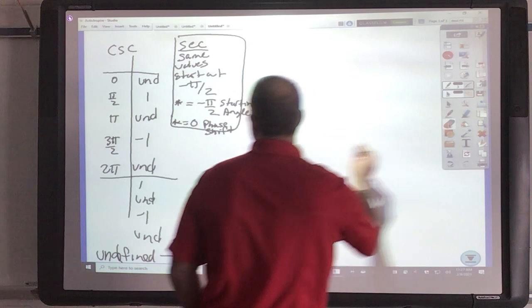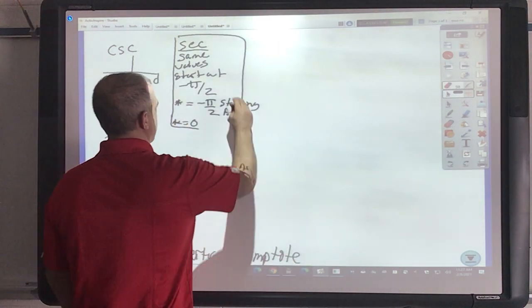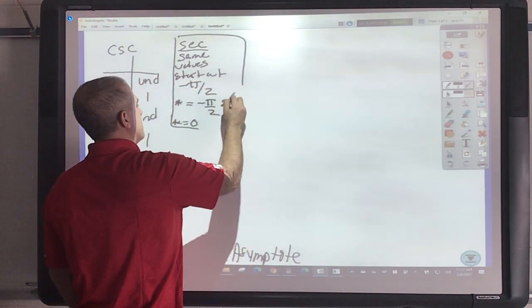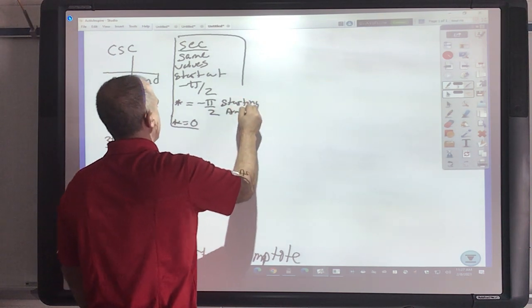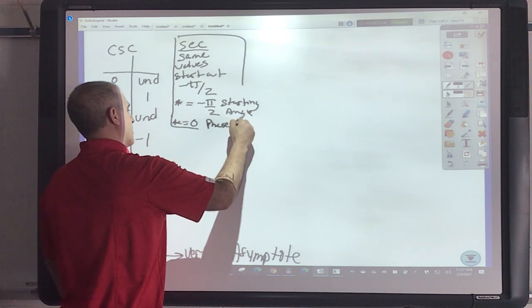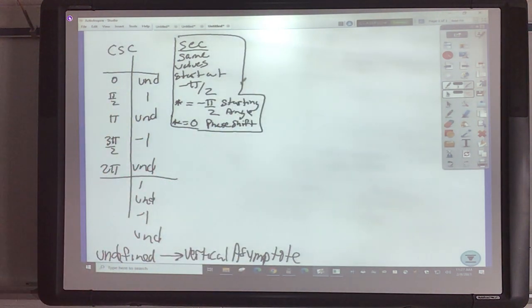Let me make this a little cleaner for you. So for secant, we do the starting angle at that. For this, we do the phase shift. That'll be part of our properties in a little bit. Same values though, same values.